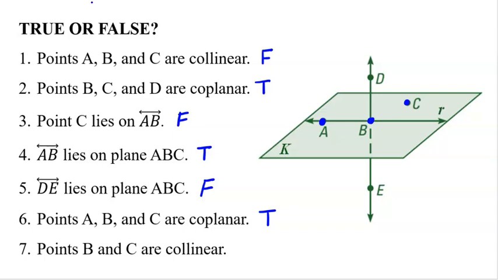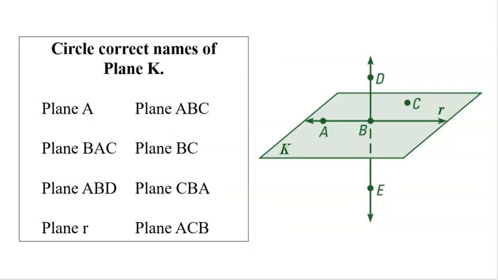And then points B and C are collinear. Even though I don't see the line between them, anytime they ask me about 2 points, I know that I would be able to connect them with a line. So this is going to automatically be true. For this one, it says circle correct names of plane K. So notice that K is not a point on the plane. There's no dot next to it. So this is just the name of the plane.